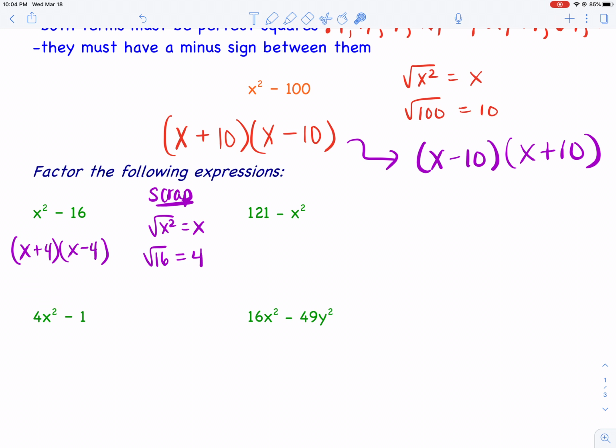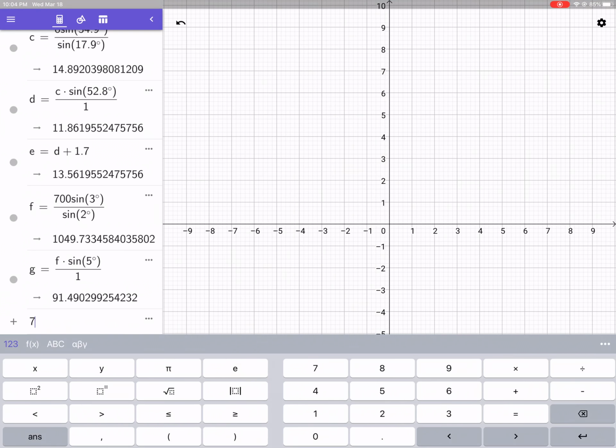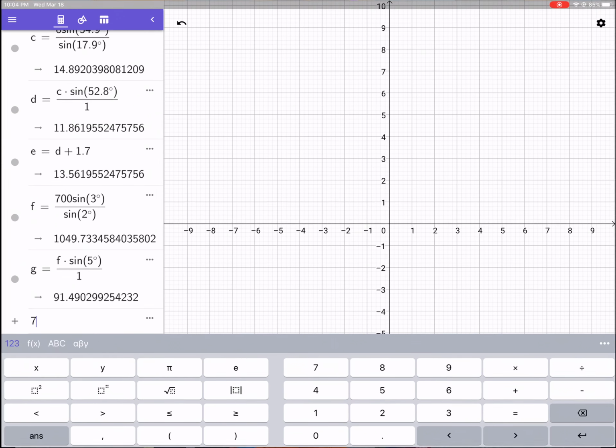Well, one thing you could do is multiply out x plus 4 times x minus 4. Set up a box and multiply it out like we did in the do now, and your answer would be x squared minus 16 if you factored correctly. Another way to check, let's see if I can get my calculator on my screen. I've got to clear this out.